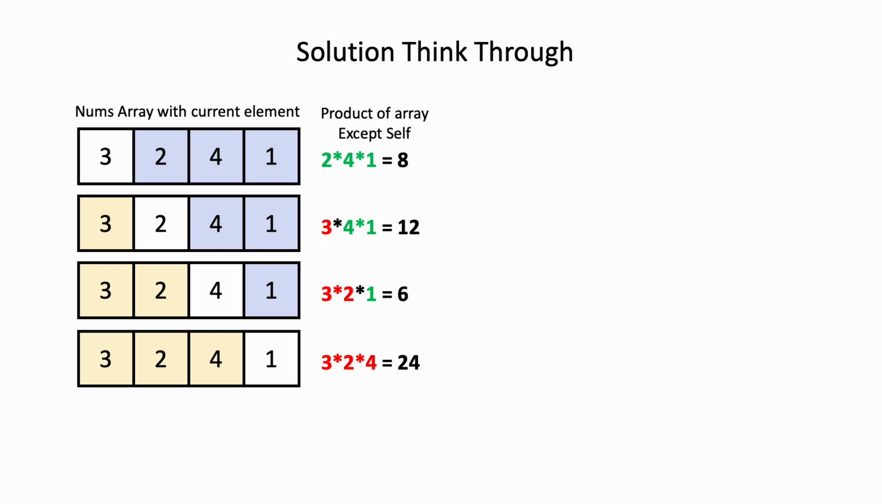Let's think about a solution. On the left side, we have nums arrays with different current elements selected, and to the right of it we have their product of array except self. The left side of the selected element is colored in light yellow, and the right side of the selected element is colored in light purple.